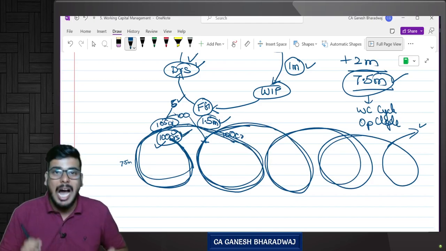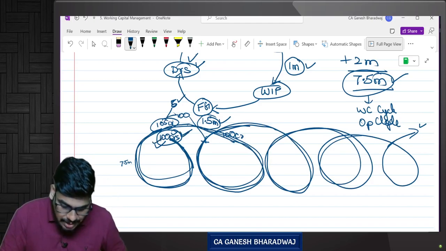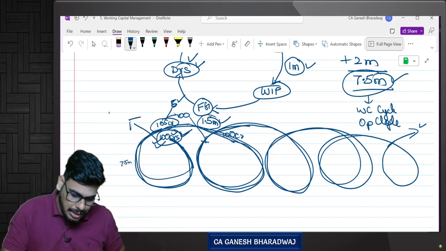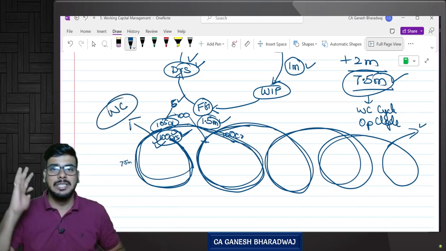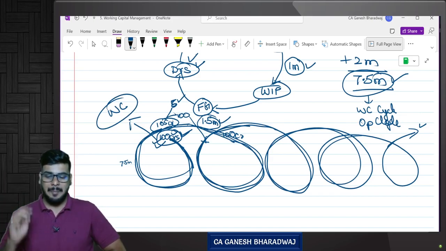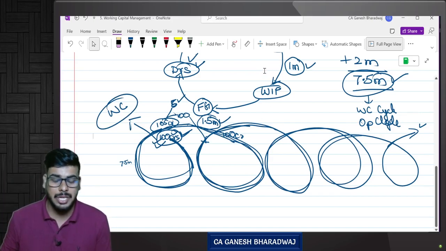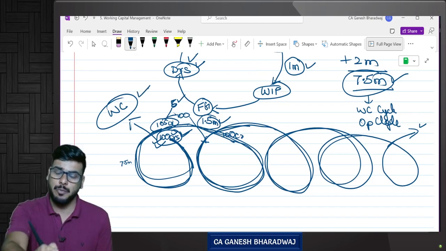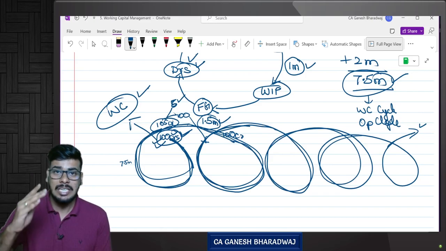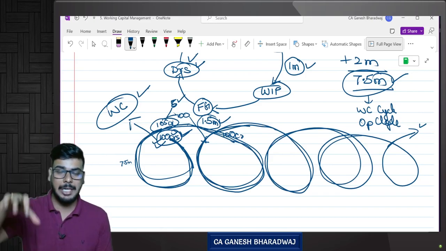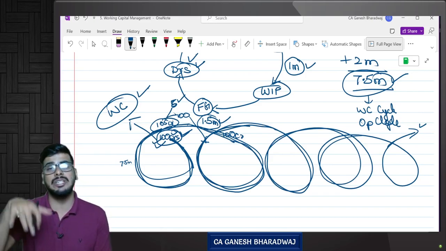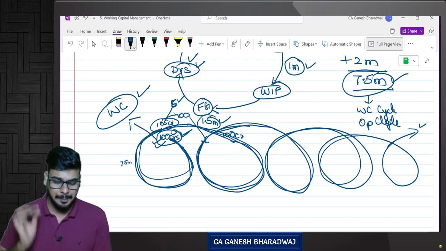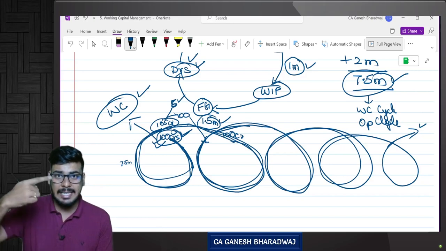So basically, I need to introduce this extra 100 crores into my business. This 100 crores is my working capital. Are you clear with this? Now, I need to bring this 100 crores into my business. This is over and above my capital investment, the amount that I invested in my plant and machinery, all the equipment and all that. And this is a cycle that keeps on going.